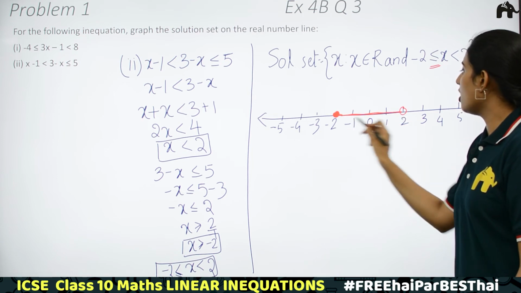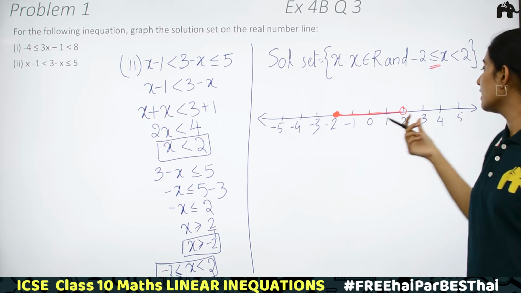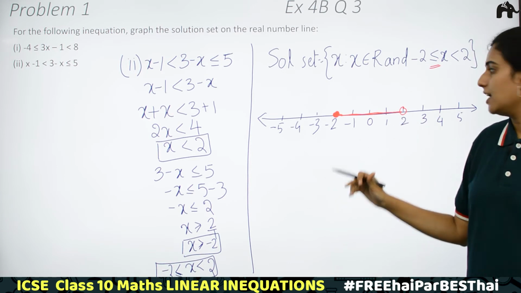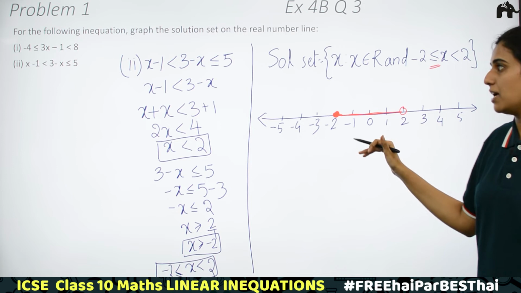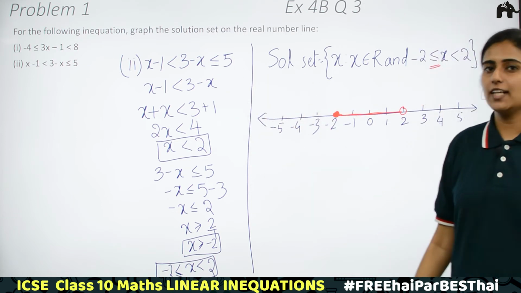Join this. All these points are included. Minus 2 is also included. Plus 2 is not included. This is the representation on the number line of second inequality. Clear? Let's move on to the next question.